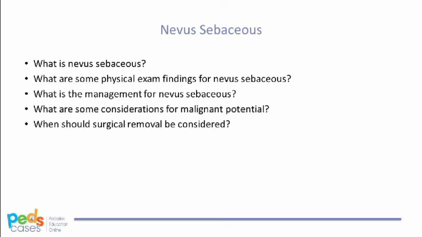And what are some of the physical exam findings for a Nevus Sebaceous? Nevus Sebaceous is primarily found on the scalp and face. They appear as single, yellow or orange colored, smooth, oval-shaped patches without overlying hair. They appear even more bumpy or scaly as the child reaches adolescence.